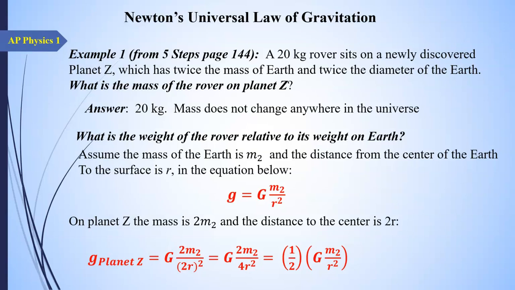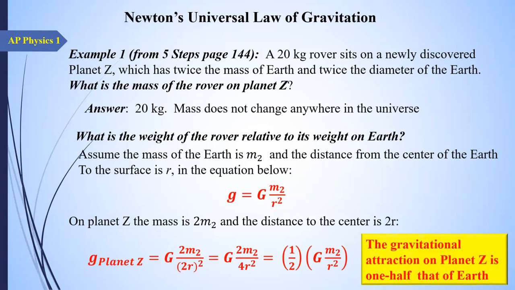And you have 2 over 4 now, which reduces to 1/2. And if you factor out that 1/2, you get 1/2 the gravitational acceleration on Earth, GM2 over r squared. So in other words, the gravitational attraction on planet Z is 1/2 that of the Earth.